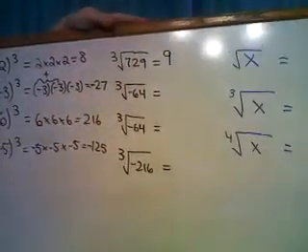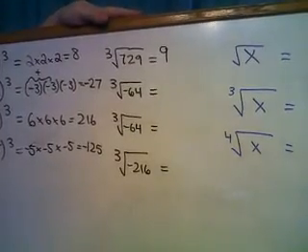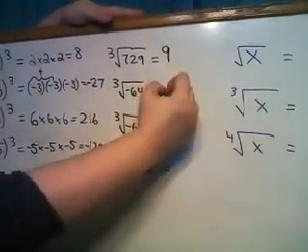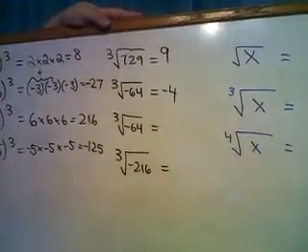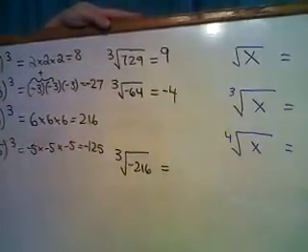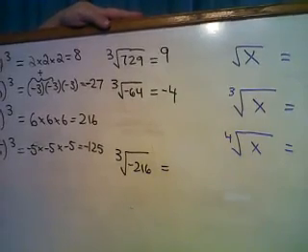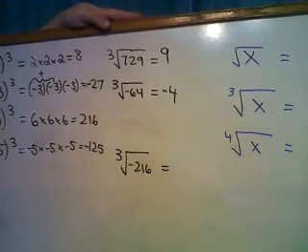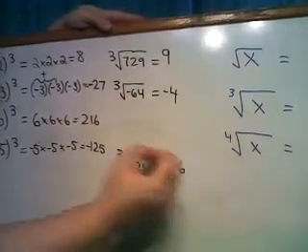Well, that's 9. What times what times what would give me negative 64? Has to be the same. It's negative 4. What times what... Oh, I'm sorry. I wrote that twice. What times what gives you negative 216, but it's got to be the same factor, and that's negative 6.